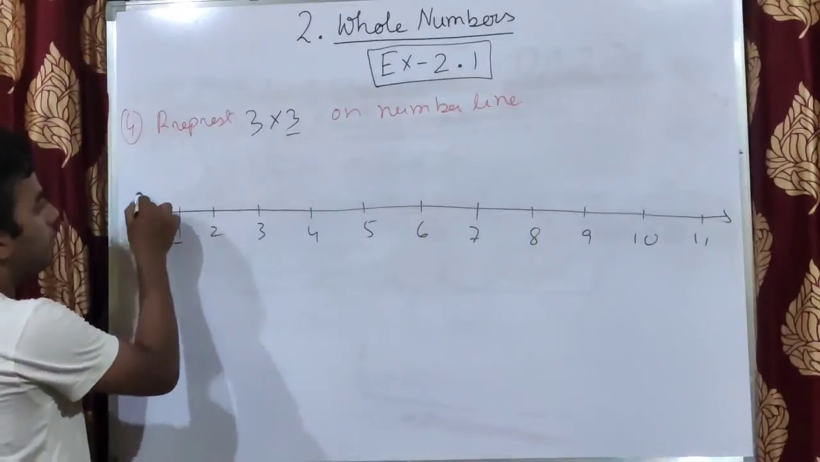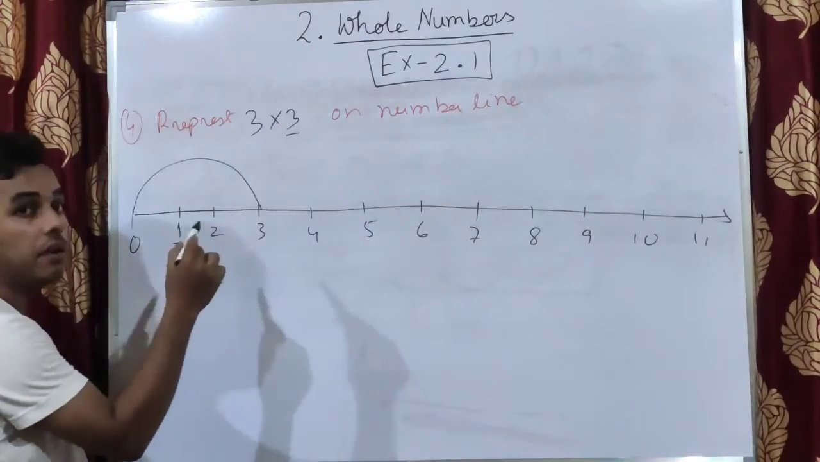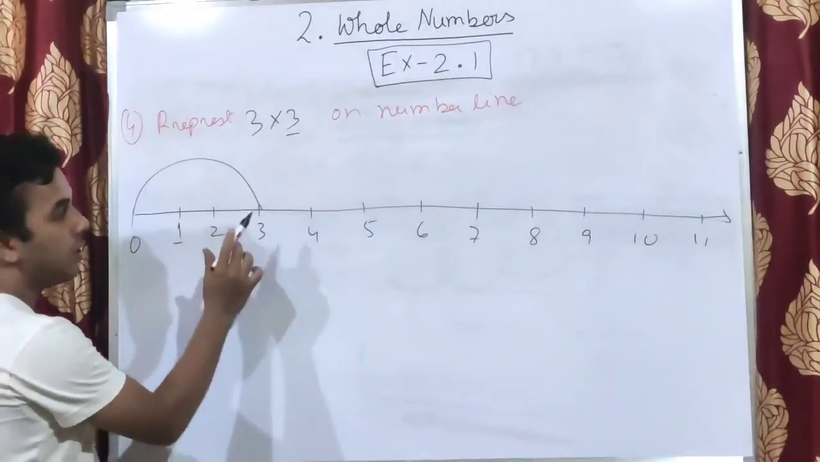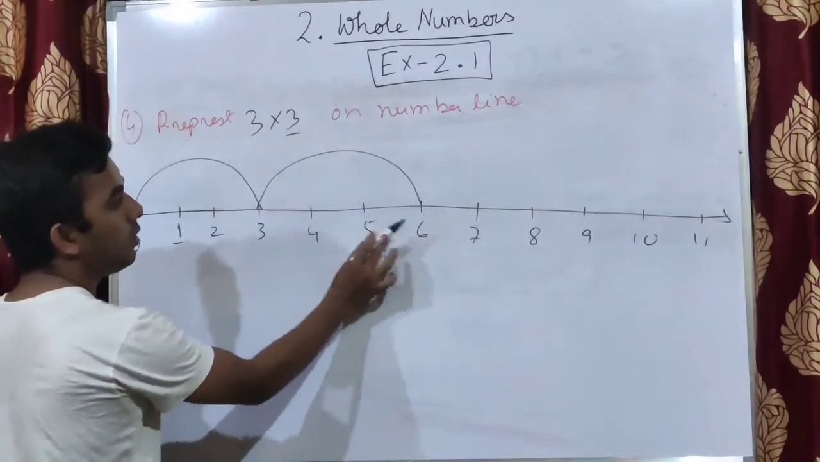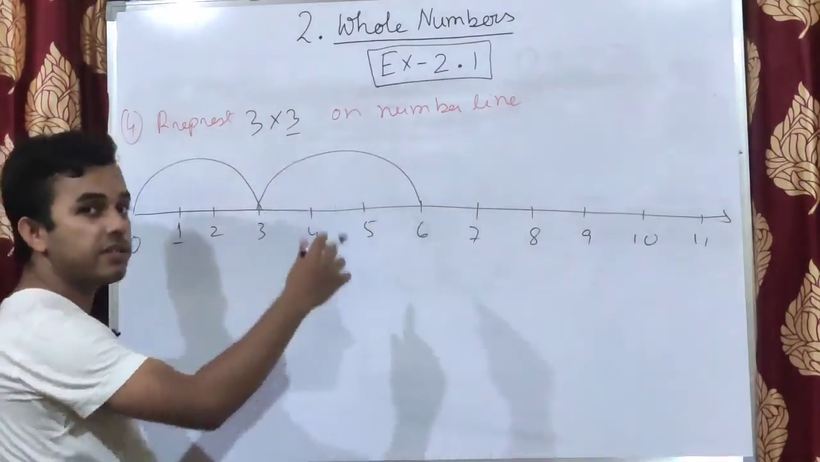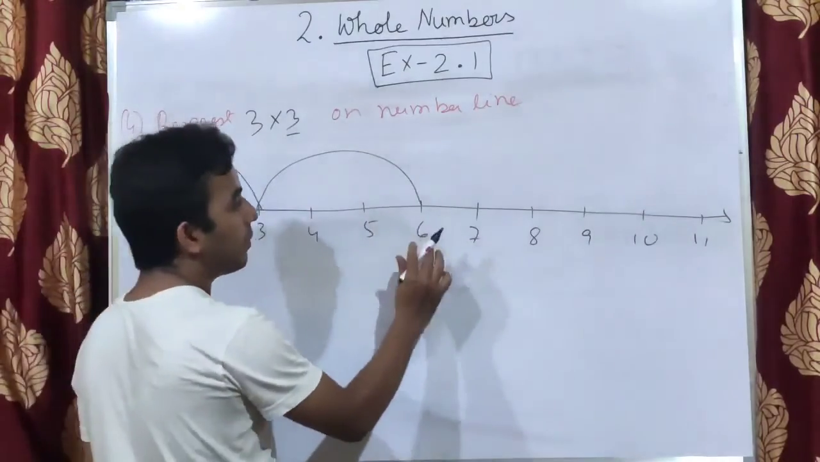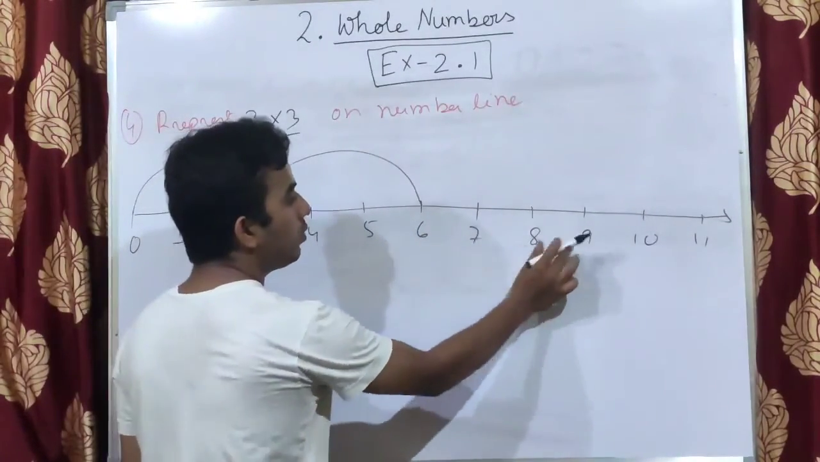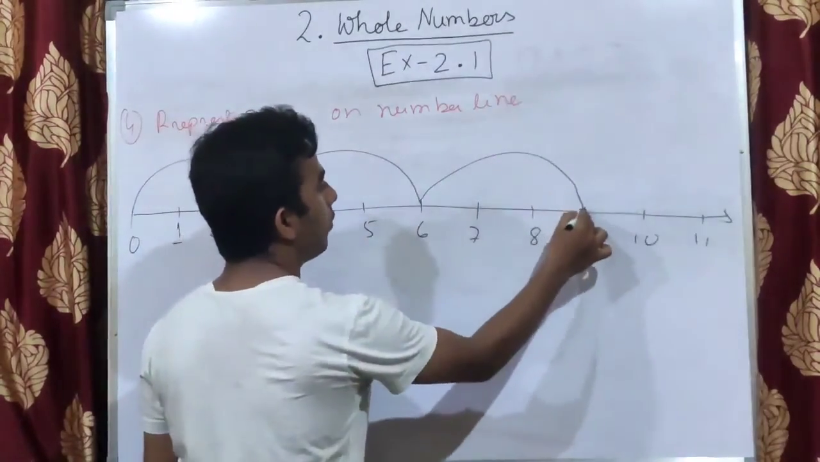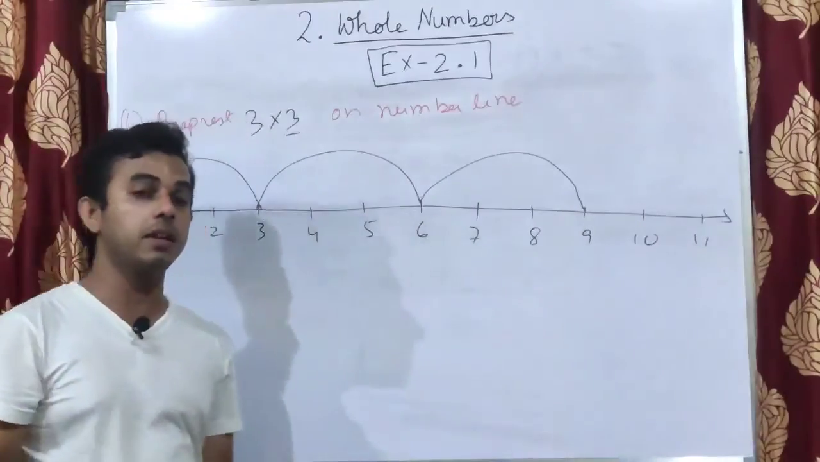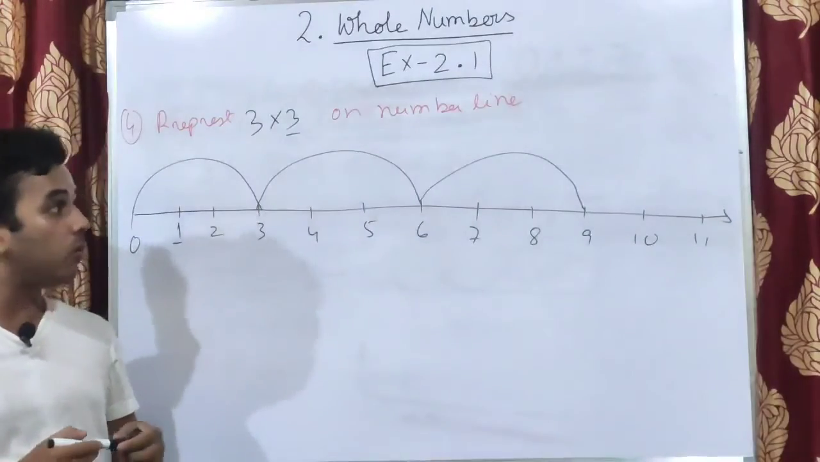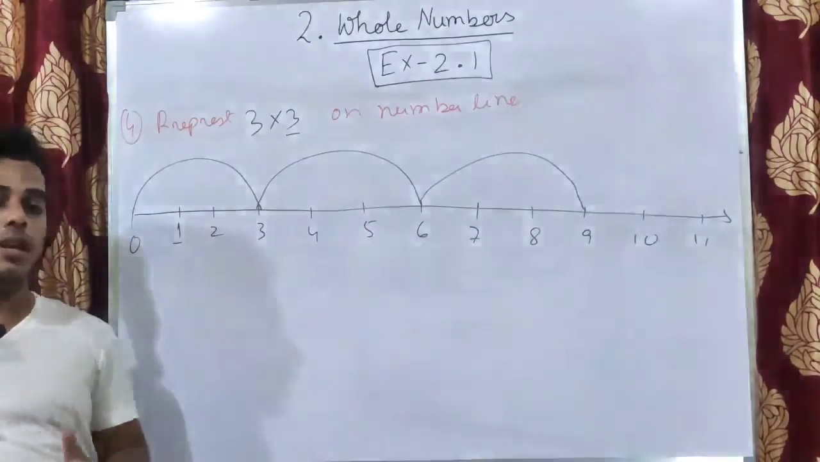So our first jump will be 3 units, right? We have covered 3 units. Then the next 3: 1, 2, 3, so 6. In the second jump we will go to 6, and in the third jump another 3 units: 1, 2, 3. Then we will go to 9. So 3 into 3 is also 9. This is how we represent multiplication on the number line.